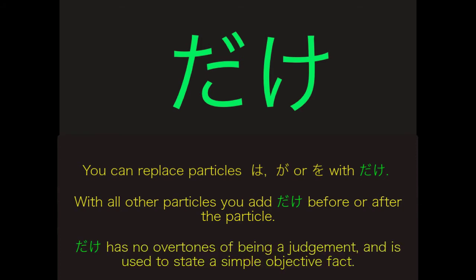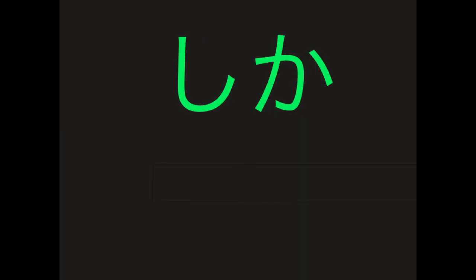And finally, dake has no overtones of any kind of judgment. It's simply an objective fact. That is the extent of what we have. Next we have shika. That's the other way of saying only, but this is not used when stating an objective fact. This has an overtone of a judgment, and it suggests that the amount that you have is not as much as you perhaps would like.